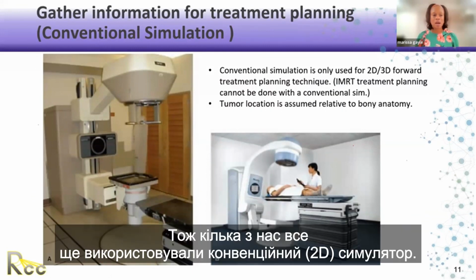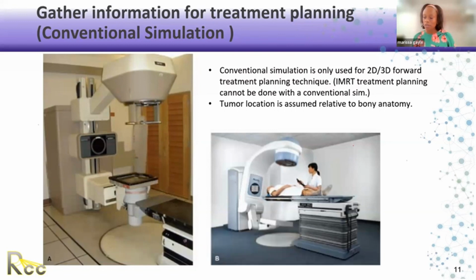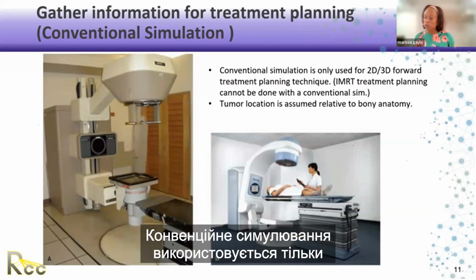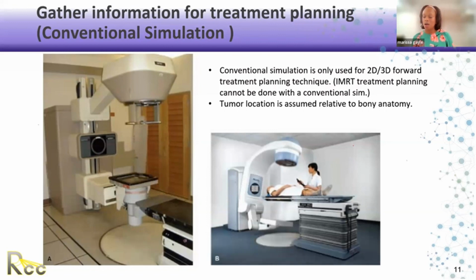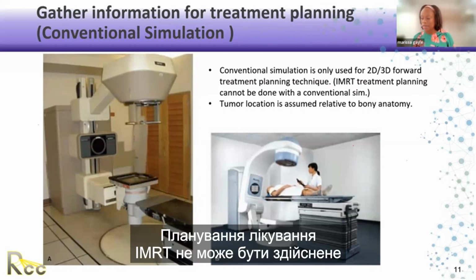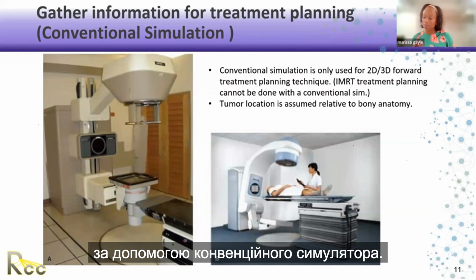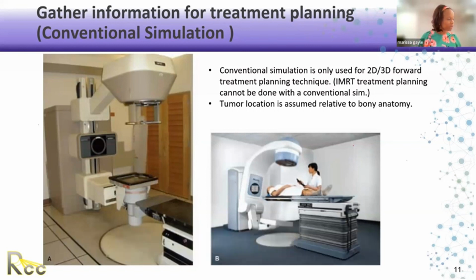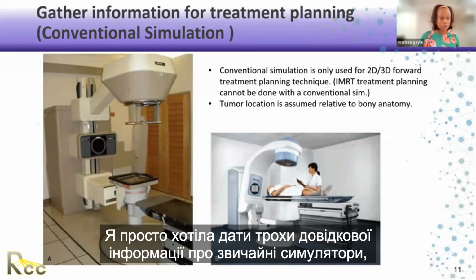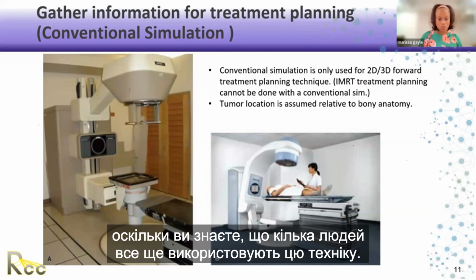So a couple of us are still using a conventional simulator. A conventional simulation is used only for 2D and 3D forward treatment planning techniques. IMRT treatment planning cannot be done with a conventional sim. The tumor is located and assumed relative to bony anatomy. I just wanted to give a little background information on conventional sims, since a couple of people are still using this technique.